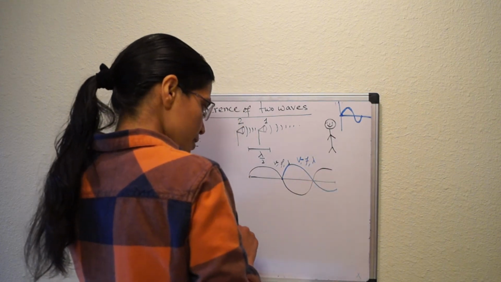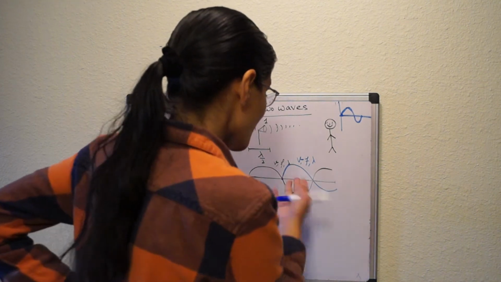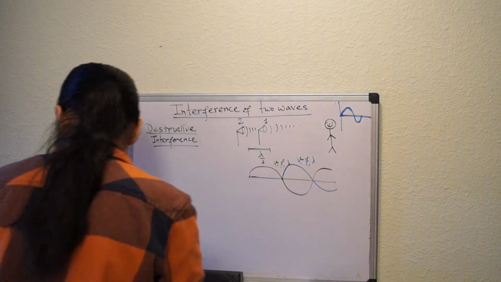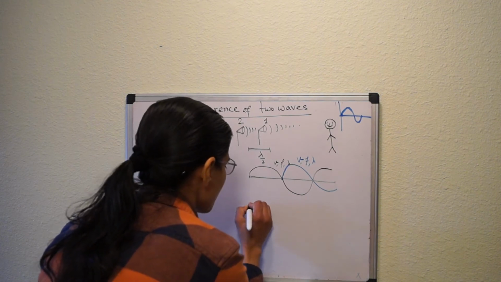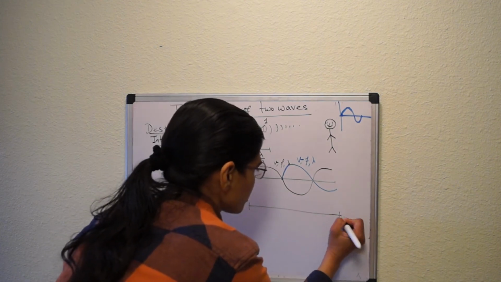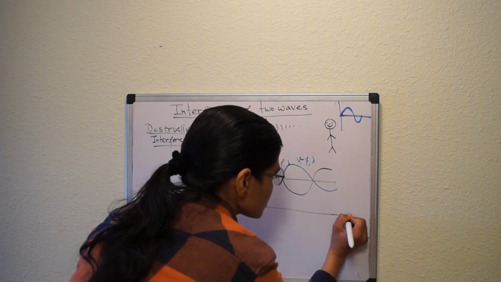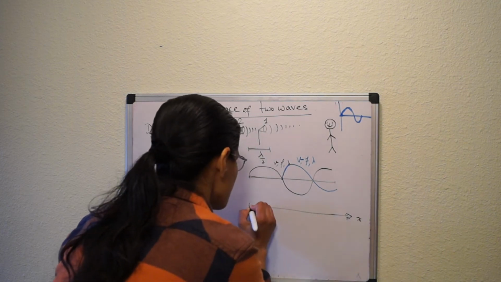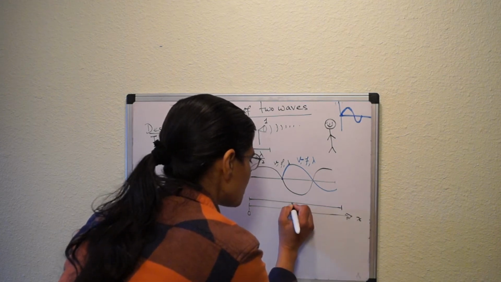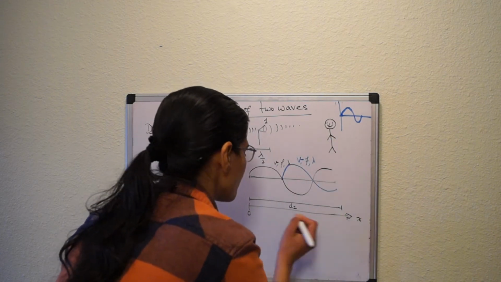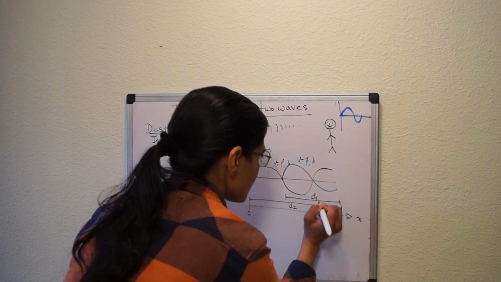So 2 waves. But the difference here is that they are not marching together, they are actually opposite of each other. Okay, so that's the important thing here. And now let us draw, just make our origin here. This is x, and let us call this distance, again just like earlier, d2, the distance of speaker 2 from you, and d1 is the distance of speaker 1 from you.